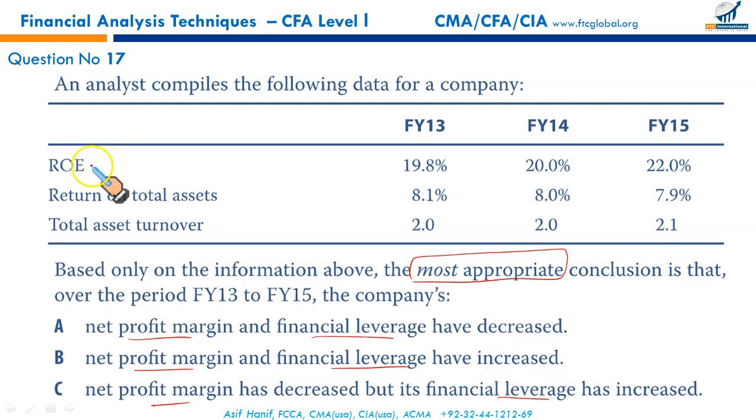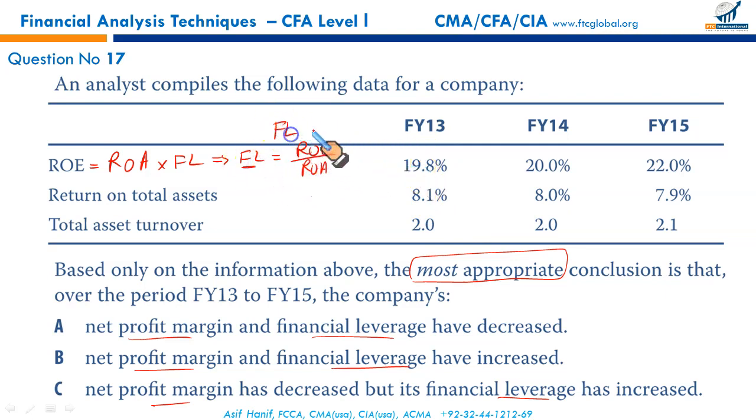I'm sure you would have remembered the formula. Return on equity can be written this way. Return on equity is equal to return on assets into financial leverage. Rearranging this formula will give you financial leverage is equal to return on equity upon return on assets. Using this formula, we have been given ROE, we have been given ROA. Dividing these two will give me financial leverage.